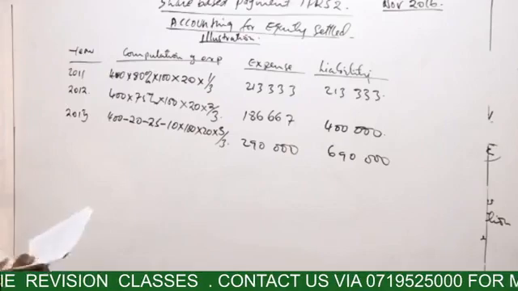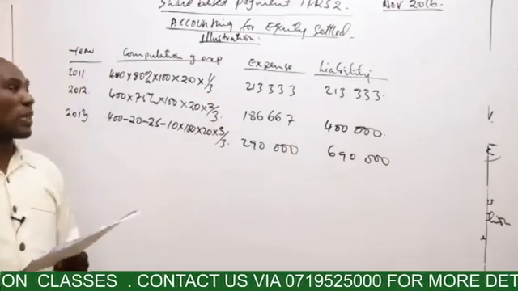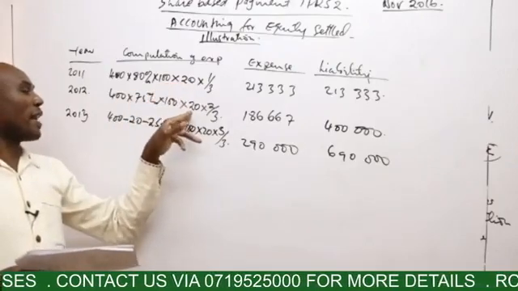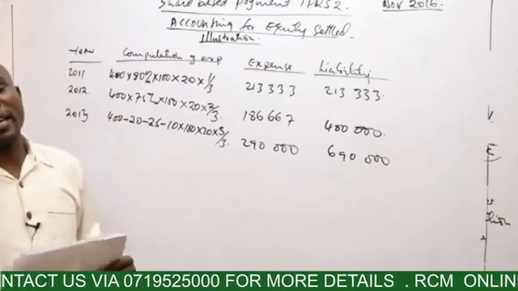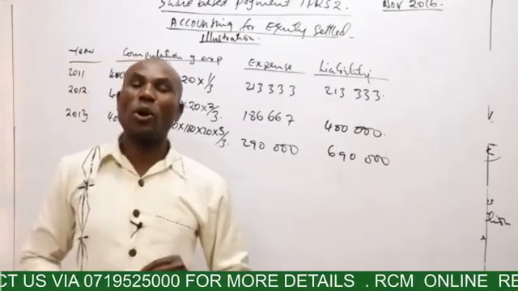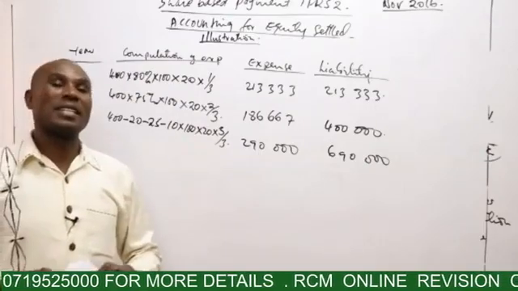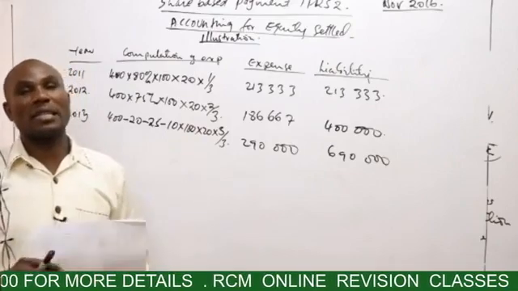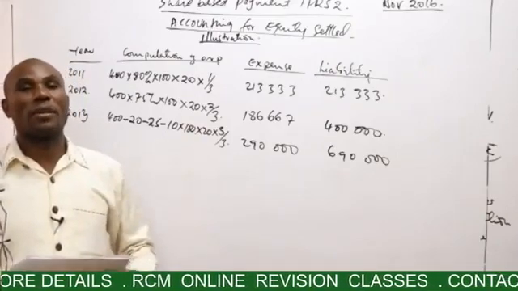Okay, that is how you do questions under equity settled. The essence of this is to know how to adopt the fair value. Remember, even if you are given many fair values, if it is equity settled, you only adopt one fair value, and the fair value you adopt is the fair value at grant date. That is the fair value you adopt for the rest of the period.